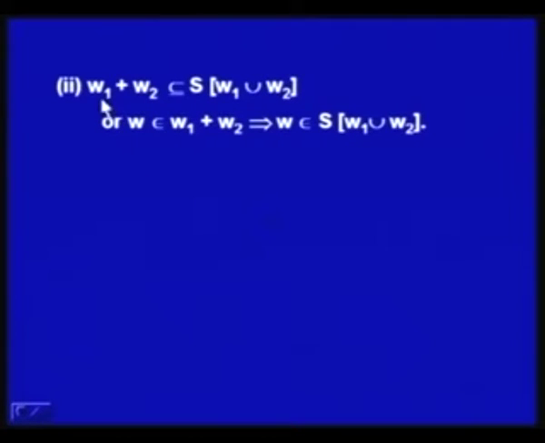The second part is that any vector in this set W1 plus W2 is also in the set which is the span of W1 union W2. So, if w belongs to W1 plus W2, then we will prove that this also belongs to this, and that means W1 plus W2 is a subset of the span of W1 union W2. So, I start with w belonging to W1 plus W2. This implies w belongs to the span of W1 union W2.